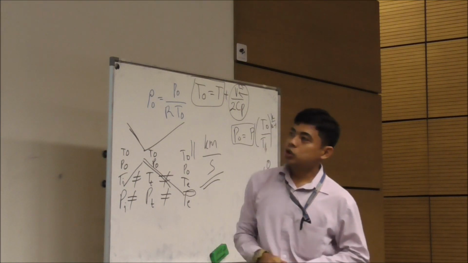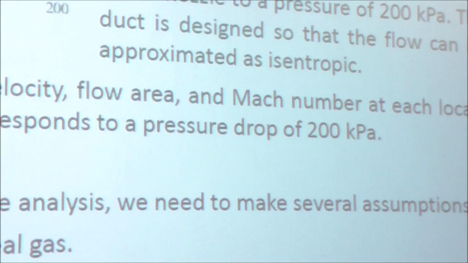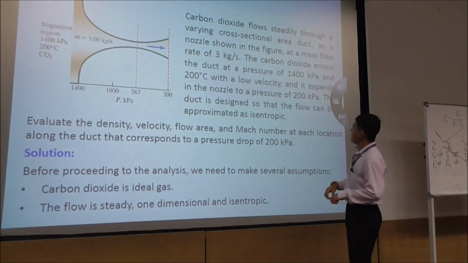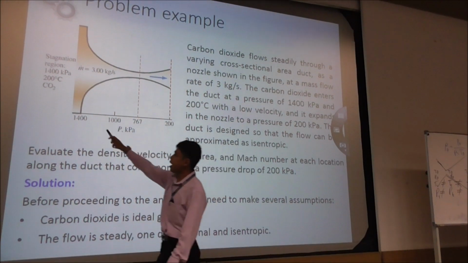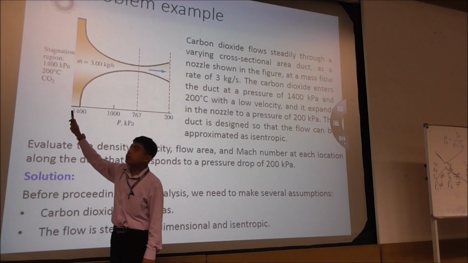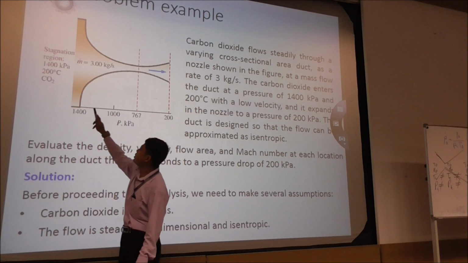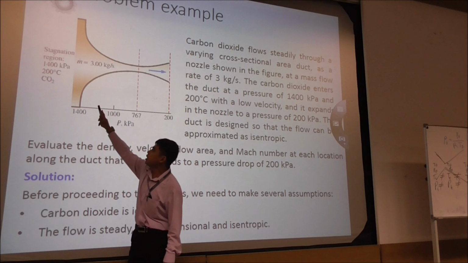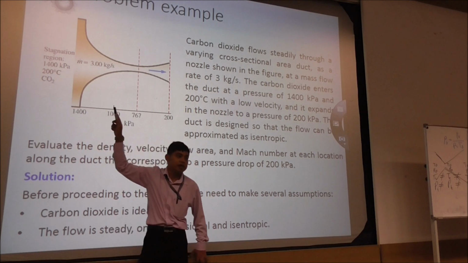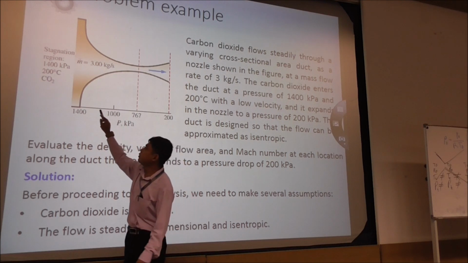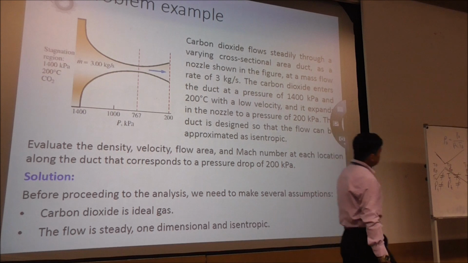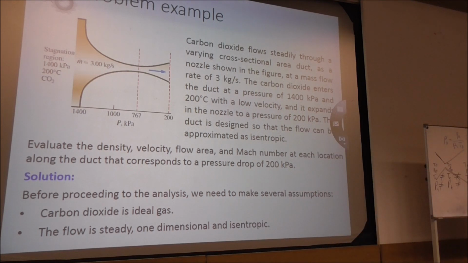Now you need to find the condition when the pressure is decreasing by 200. At the moment you have 1400. Now you need to get the condition when the pressure is decreasing to 1200. What will happen? When you decrease to 1200, you calculate it using this.